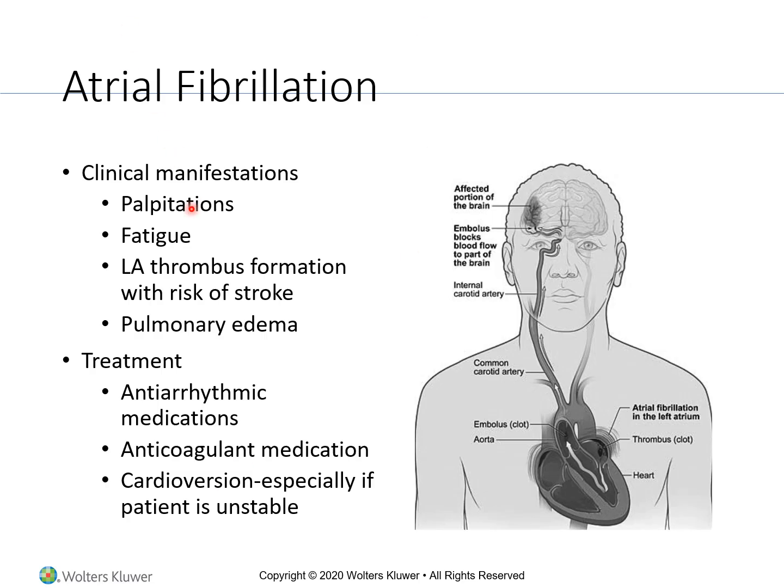So with atrial fibrillation, the most common clinical manifestations we see in our patients are palpitations, fatigue, because it does affect cardiac output. So these patients are often fatigued. And the major complication that we see with atrial fibrillation is thrombus formation in the left atrium that can cause stroke in our patients. So you can see that on my diagram here.